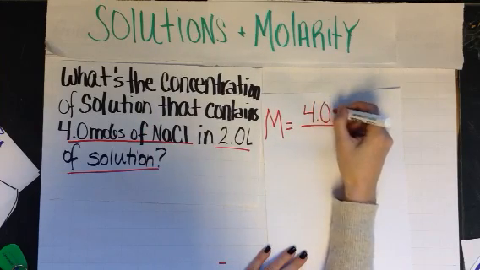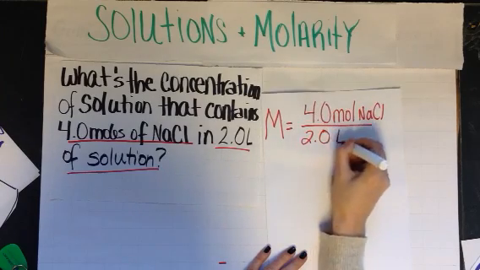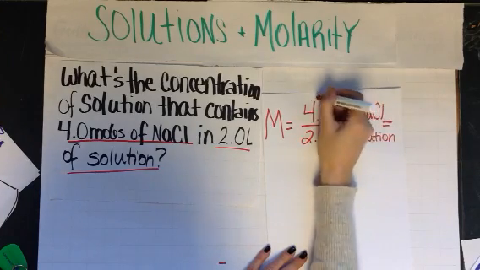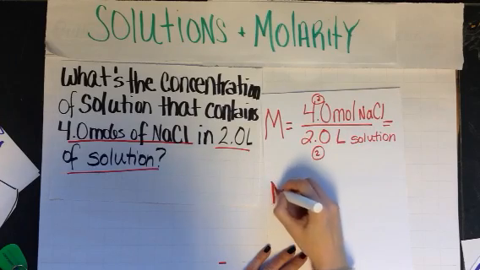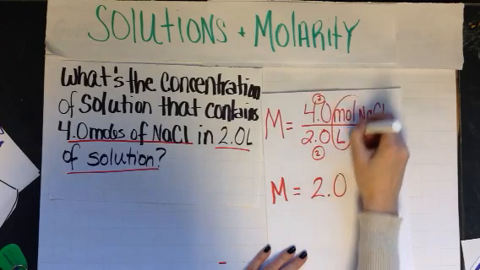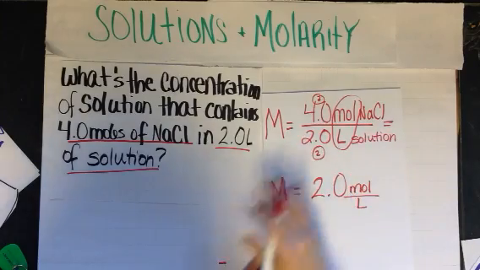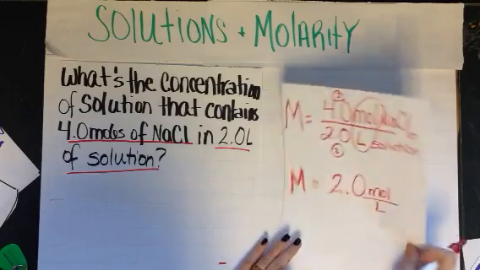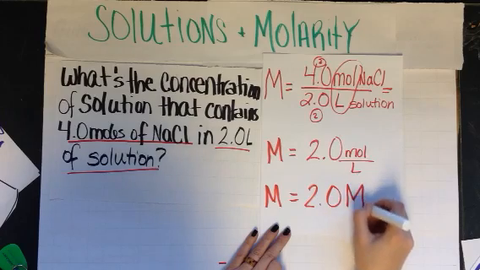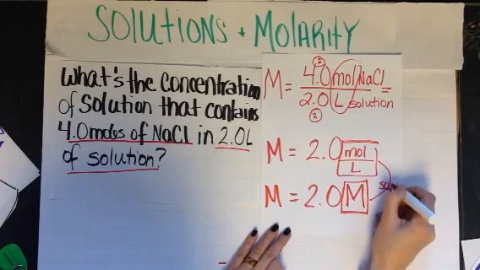4.0 moles of solute in 2.0 liters of my solution. Good. Do the math here. 2 sig figs here, 2 sig figs here. So capital M is equal to, hopefully you said 2.0, and the unit is right here, moles over liters. And I don't have to label anything else since it's kind of a chunky unit. Or I could also write this as big M is equal to 2.0 big M. So I can use big M as a unit or moles over liters. These are the same unit.